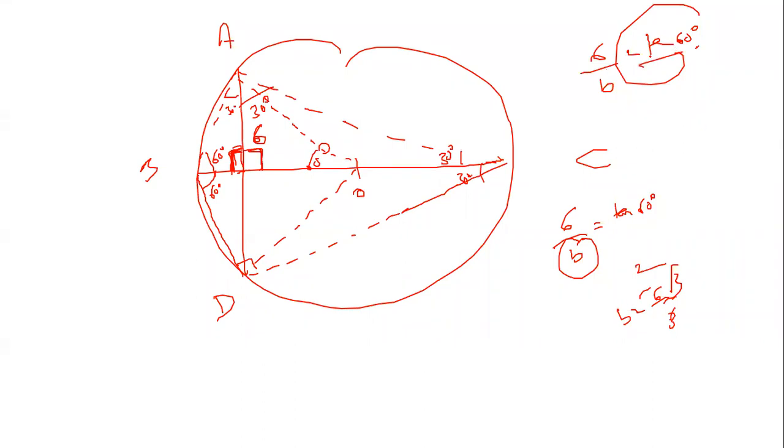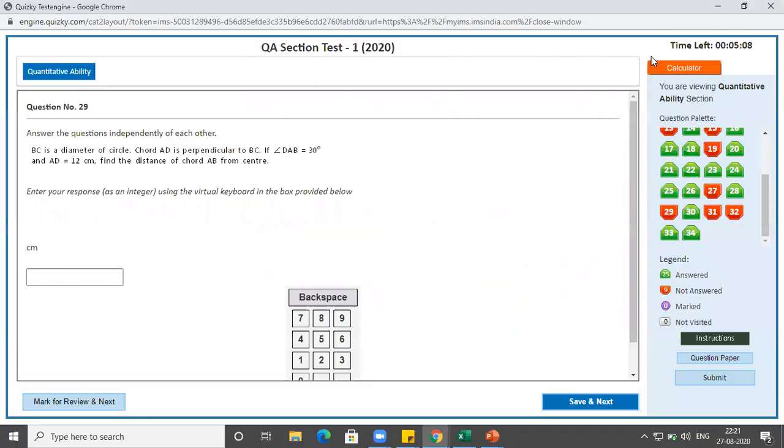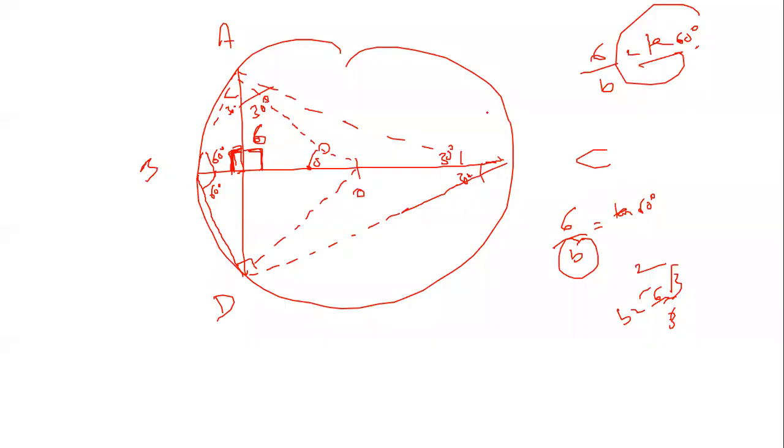But if I put the value, it is asking me for an integer. We will find the distance of chord AB from the center. The distance of chord AB from the center should be this distance only. It's not coming out to be numeric. Right, so tan 60 is root 3. 6 upon B. B is equal to 6 upon root 3 is equal to 2 root 3 here. So 2 into 1.732.